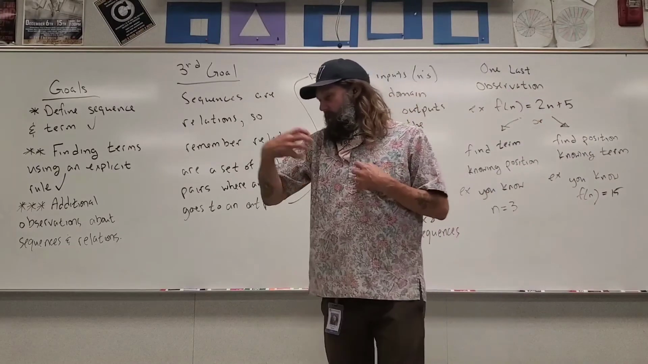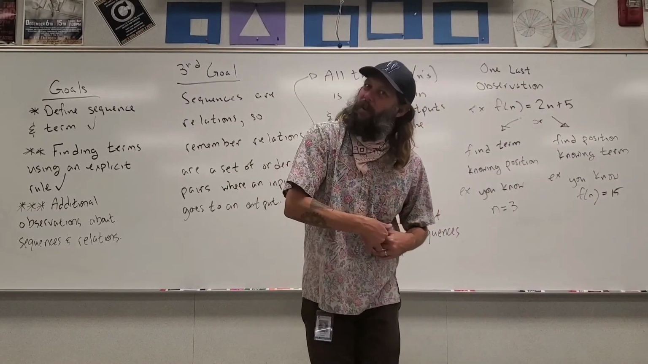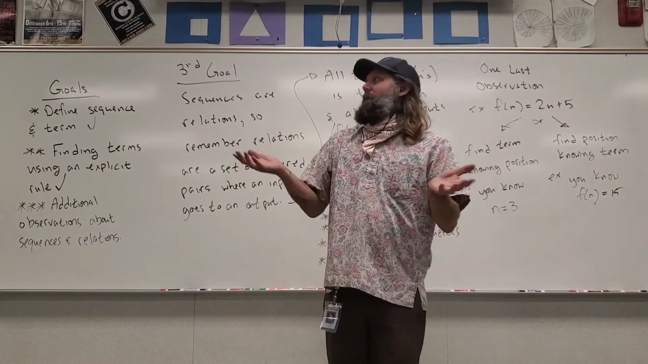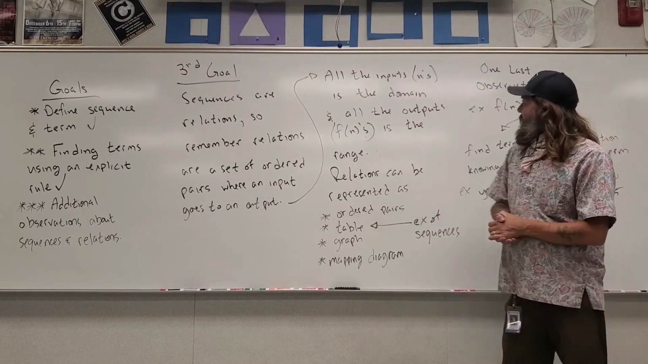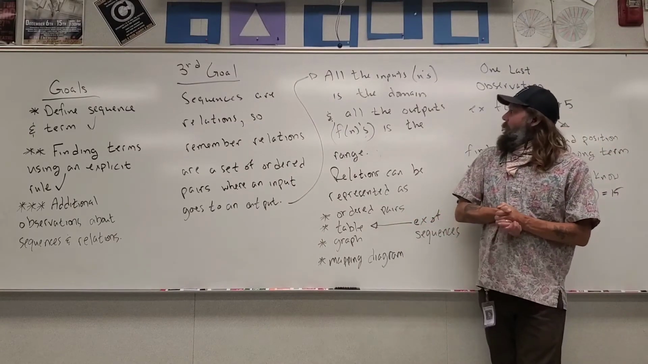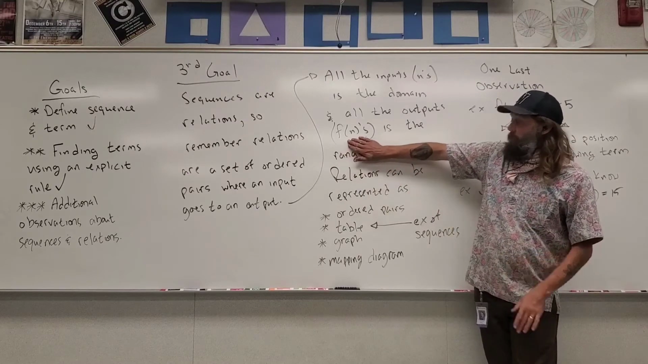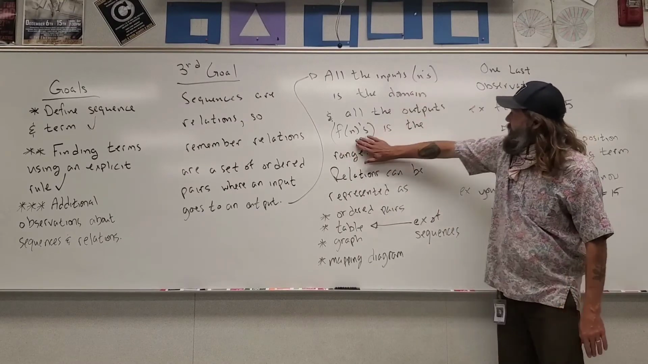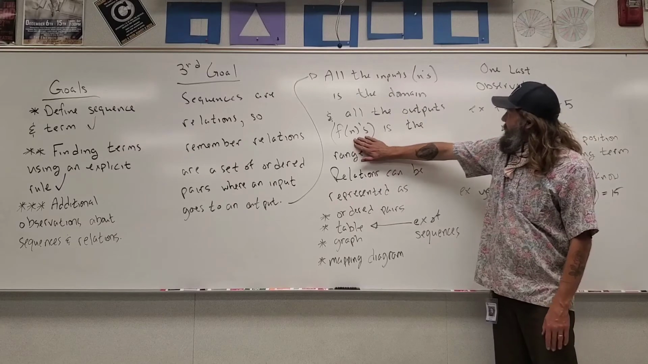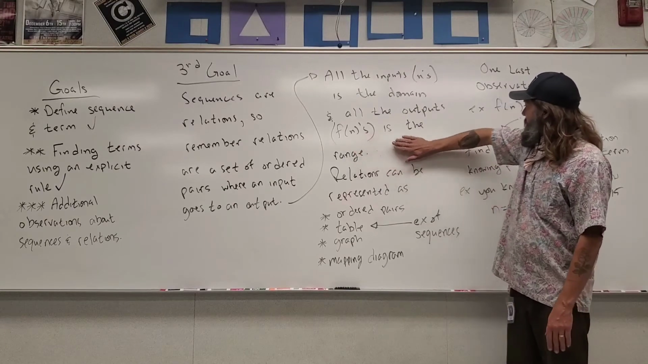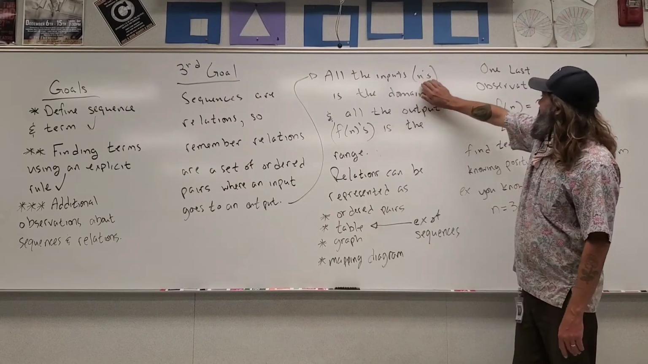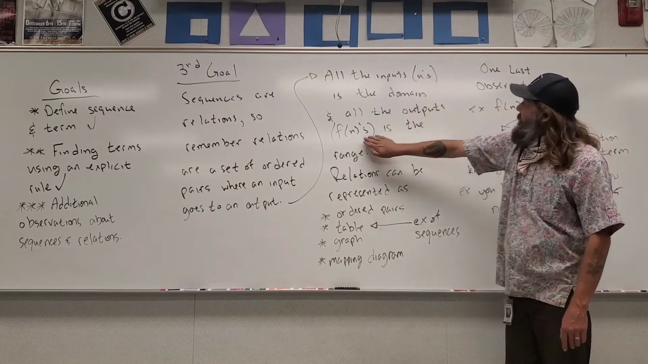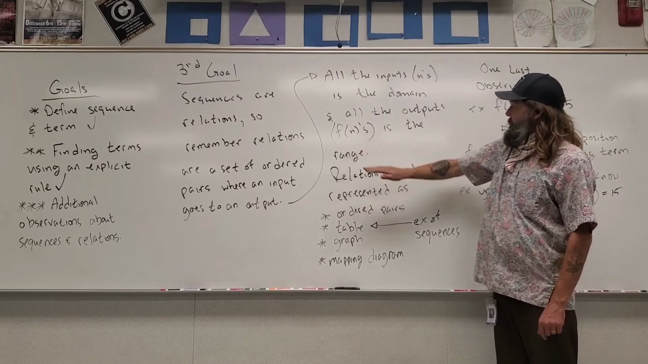You have an x value, you get a y value. But we don't use x and y, we use n and f of n, right? But all the inputs, we're calling those the n's. Those all together are the domain. All the outputs, which we're calling the f of n's, or the terms, and these are the position numbers, but the terms, all the outputs together, or the f of n's, this is the range. Okay, so my position numbers are the inputs. My outputs are the terms.